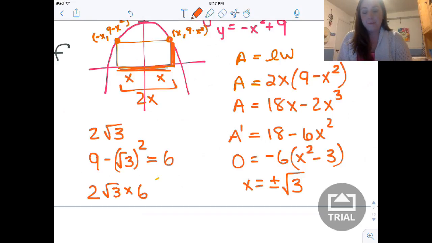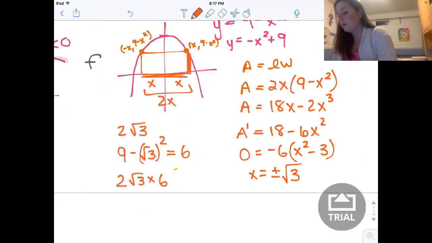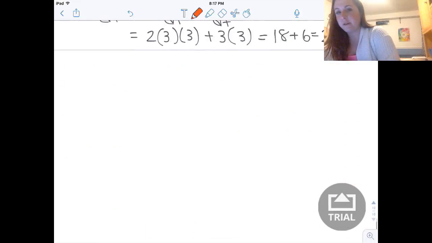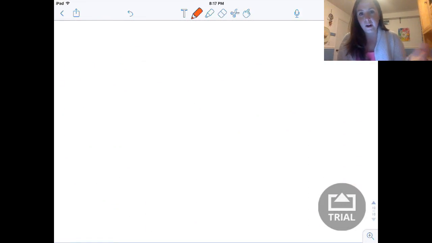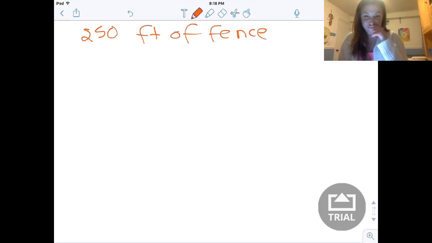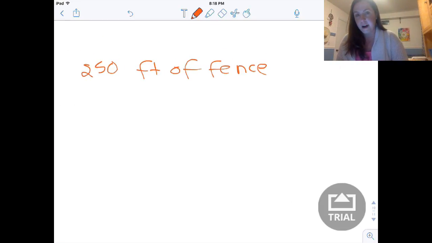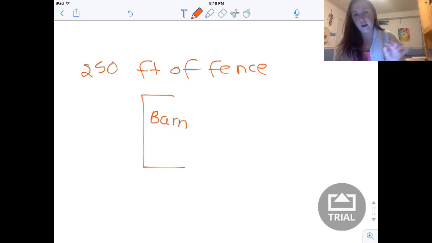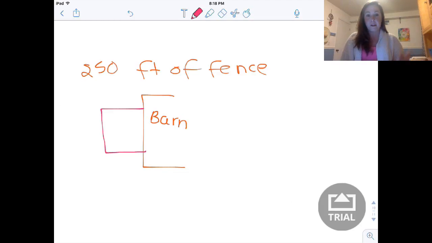Okay, Grayson, you said you wanted to do a barn one. All right, let's come up with one for that. I'm just going to a clean page. Okay, so let's say I want to build a barn. I have 250 feet of fence, or I want to build a fence. And this fence is going to be right on a barn, right? So here's my barn. Could draw lots of little animals in there, but that's my barn. And my goal is to build a fence where it only needs to be 3 sides because the barn is 1 side, right? So I know that I have 250 feet of fence to do that.